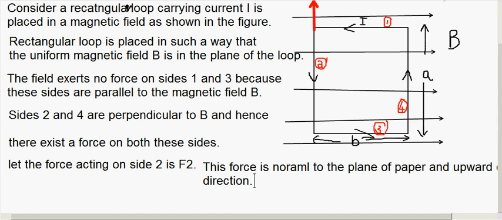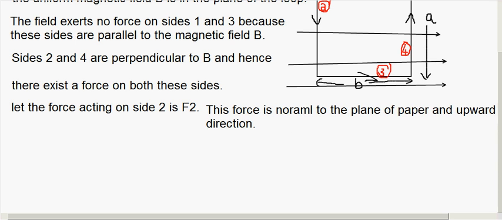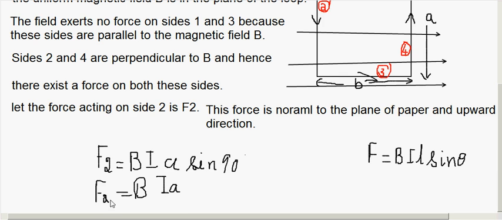Now the magnitude of the force will be equal to BIL. So B into I into L, where the side is a. So you can calculate the magnitude of the force here. This will be equal to F2. We have the force equation F is equal to BIL sin theta. So B is the magnetic field, I is the current, and L is the length, which is a, and it is sin 90, that is 1. So this will be equal to BIa. F2 is BIa.